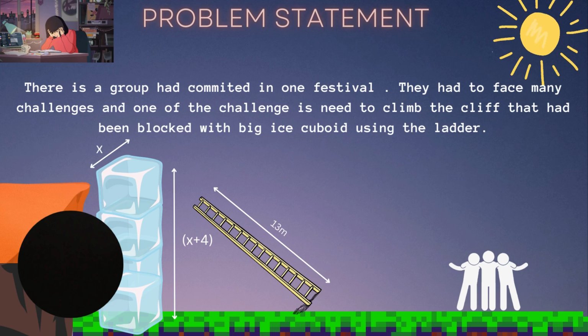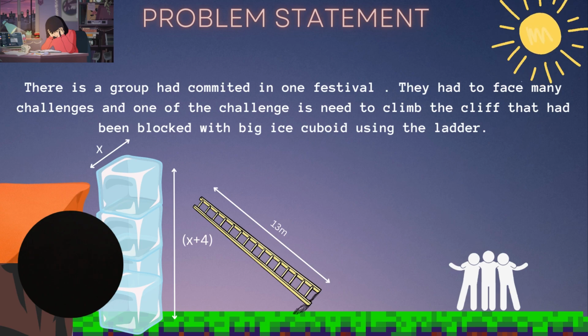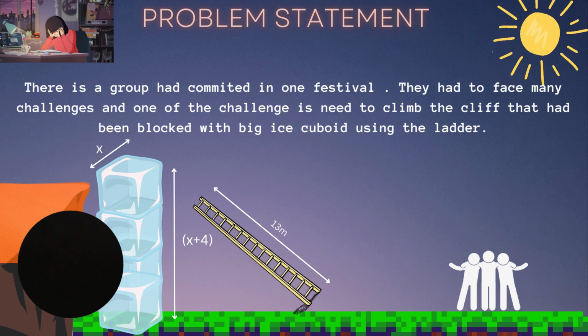Next, we go to our problem statement. The situation is that a group had committed to one festival. They had to face many challenges to reach their final destination. One of the challenges is that they need to climb a cliff blocked with a big ice cube by using a ladder. Unfortunately, this challenge has its own requirement, which is that the group of men need to put the ladder where the ice cube has melted, which has the same level as the cliff. The length and height of each ladder and the cube are given in the picture below.